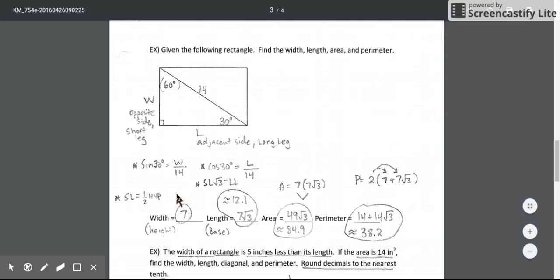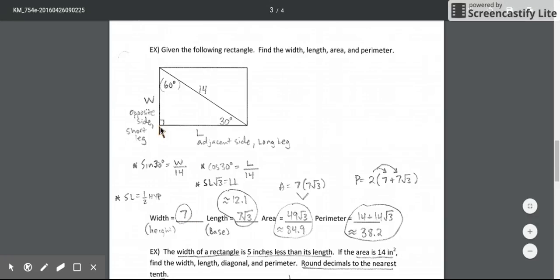If you were unaware of that, you could still use trigonometry to do it. You could say the sine of 30 degrees is equal to opposite over hypotenuse, or W over 14. And the sine of 30 is actually 0.5 or 1/2. So when you multiply it by 14, you take half of it, and you still get 7.